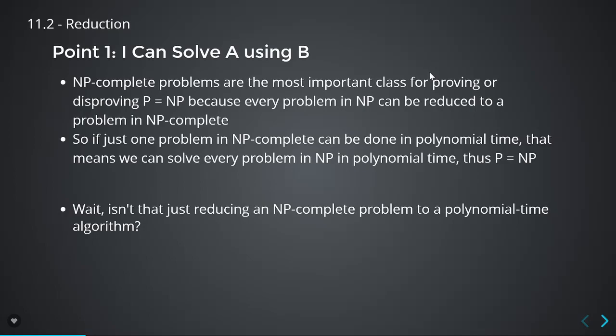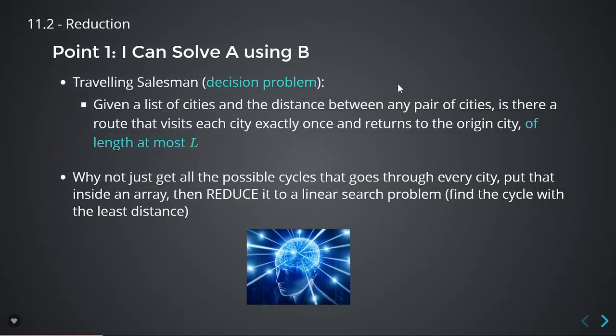Because you might think, I'm just reducing an NP-complete problem into a problem in polynomial time. That's all I have to do. Why is that so hard? Well, here's an example. Traveling salesman. By this time, I hope you know what traveling salesman is, so I'm not going to say it again. Well, I describe it here anyway. Remember, it's the decision problem, so you're just asking if there's a route of length at most L or at least L. Doesn't matter. What matters is it is a yes or no question.